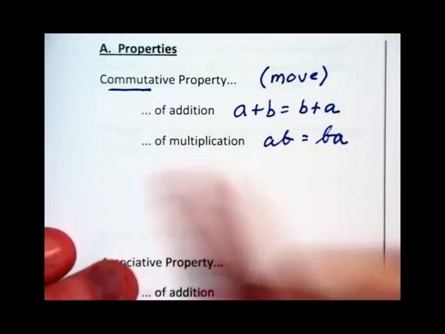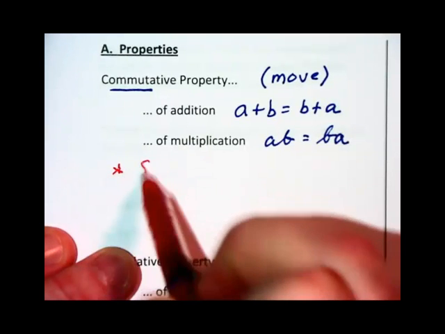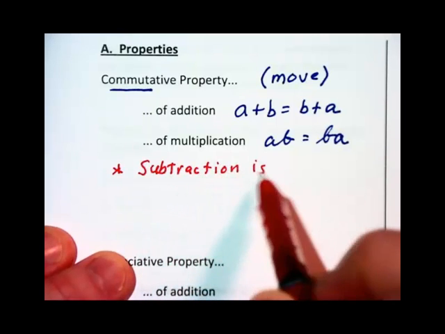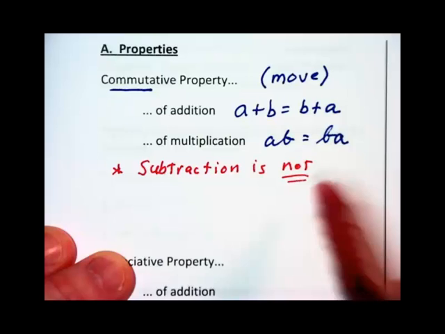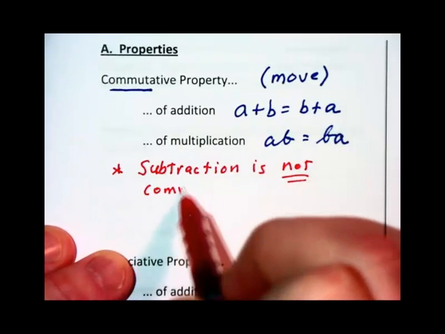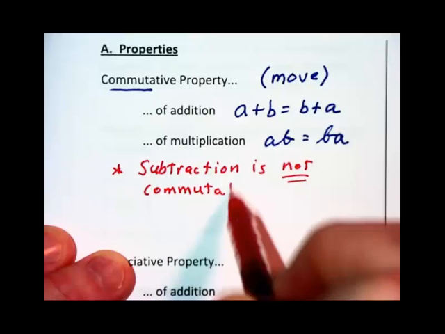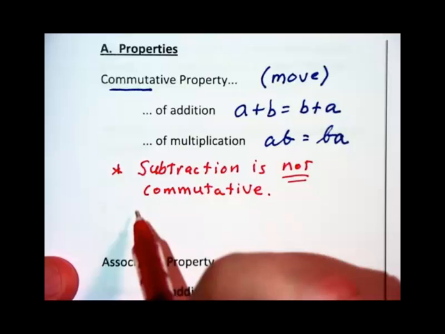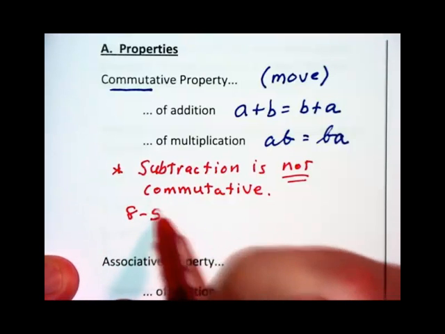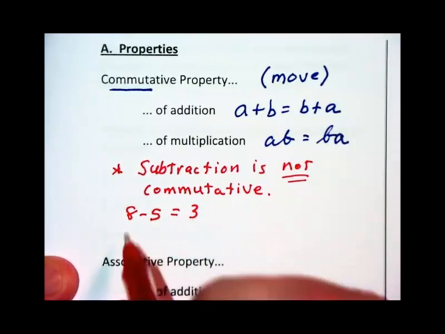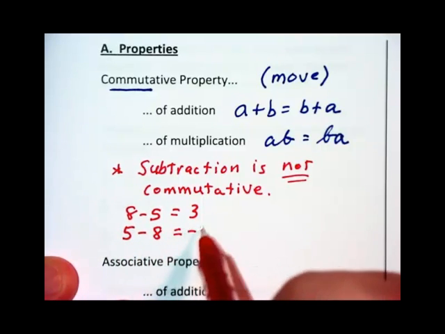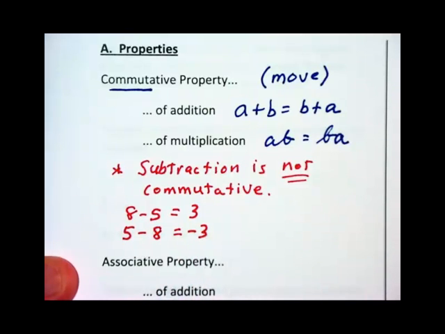Now I want to make an important comment here, and that is that subtraction is not commutative. And we saw that earlier in the class when we talked about the word less and having to be very careful with subtraction. If you have something like 8 minus 5, you get positive 3. But if you switch the numbers around, 5 minus 8, you do not get the same thing. You get negative 3. It's still got a 3, but it's off by a sign.